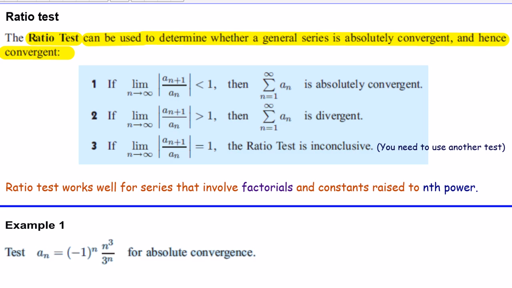If the limit of the absolute value of s sub n plus 1 over s sub n is less than 1 as n approaches infinity, then we'll say that the series is absolutely convergent. And if that limit is greater than 1, then we'll say the series is divergent. If that limit is equal to 1, we'll say, well, it's inconclusive, which means you need to use another test to check what's going on.